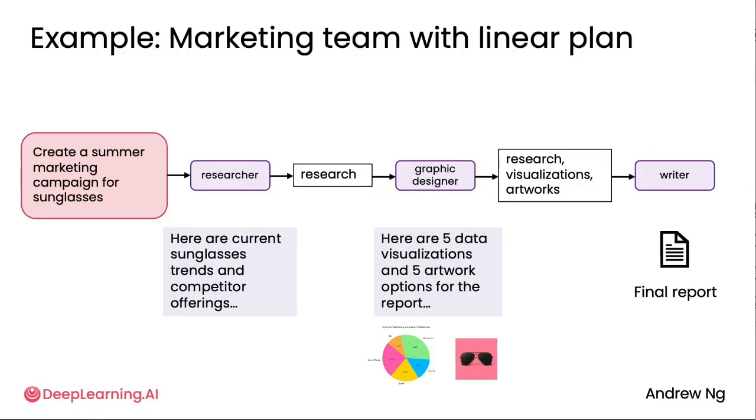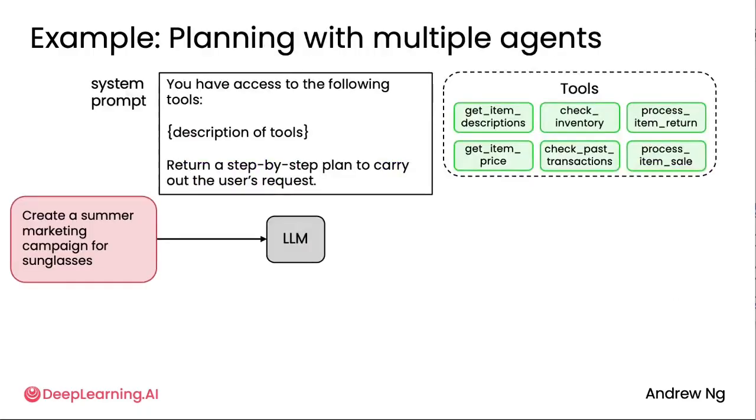With agents, as an alternative to a linear plan, you can also have agents interact with each other in more complex ways. Let me illustrate with an example of planning using multiple agents.